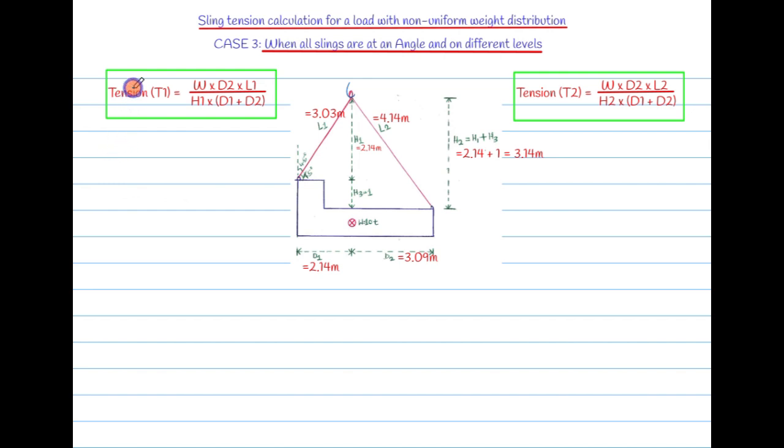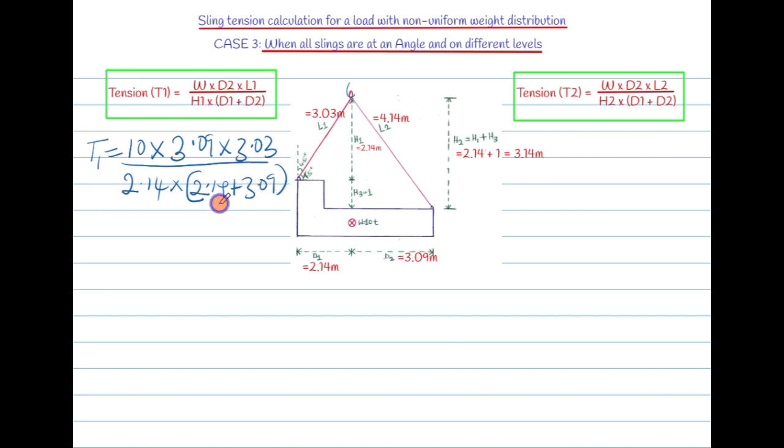Next step is to calculate the tension on L1 and also the tension on L2. So the tension on L1 using the formula: T1 is equal to 10 ton, which is the weight of the load being lifted, times D2, 3.09, times L1, 3.03, divided by H1, 2.14, times bracket open D1, 2.14, plus D2, 3.09, bracket close. T1 is equal to 8.37. Done.